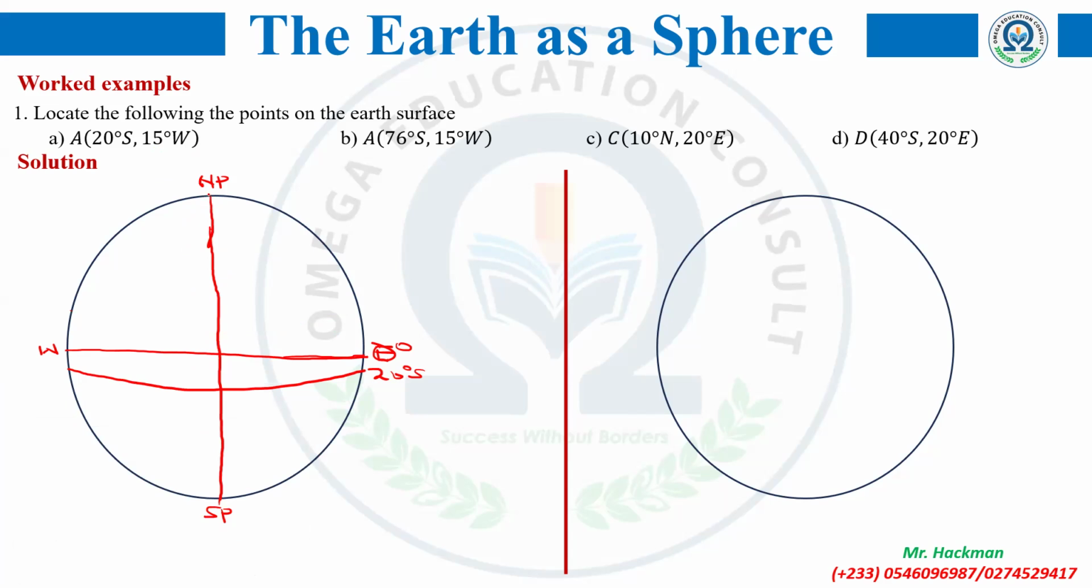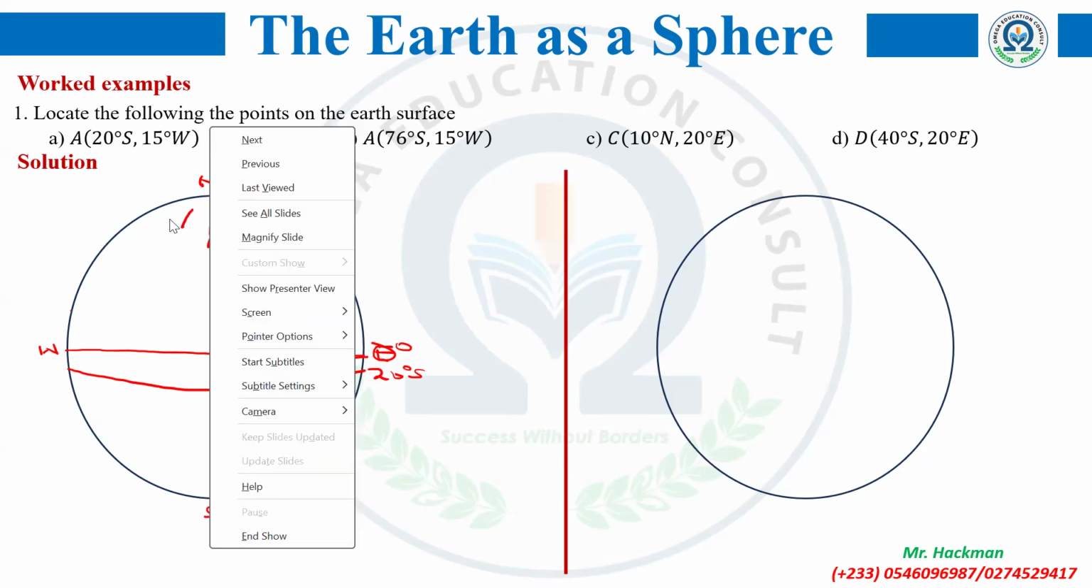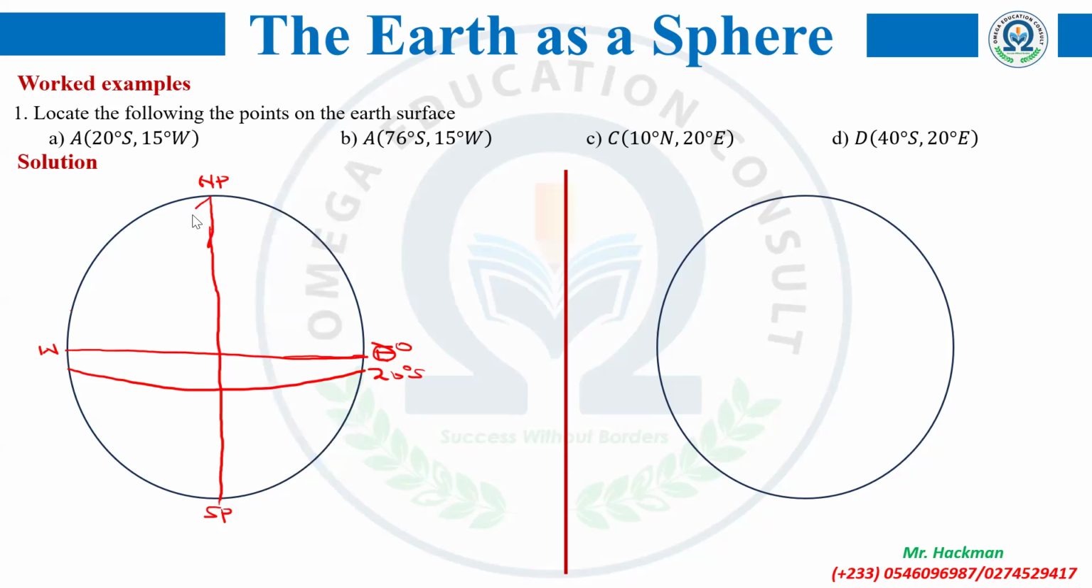But they will always converge at the north and south pole. So this one, they will not converge here. So please take note because they don't meet. So I will draw it this way. It's moving in this direction. And which angle are we referring to? This one is 15 degrees west. Are you with me, my professors?